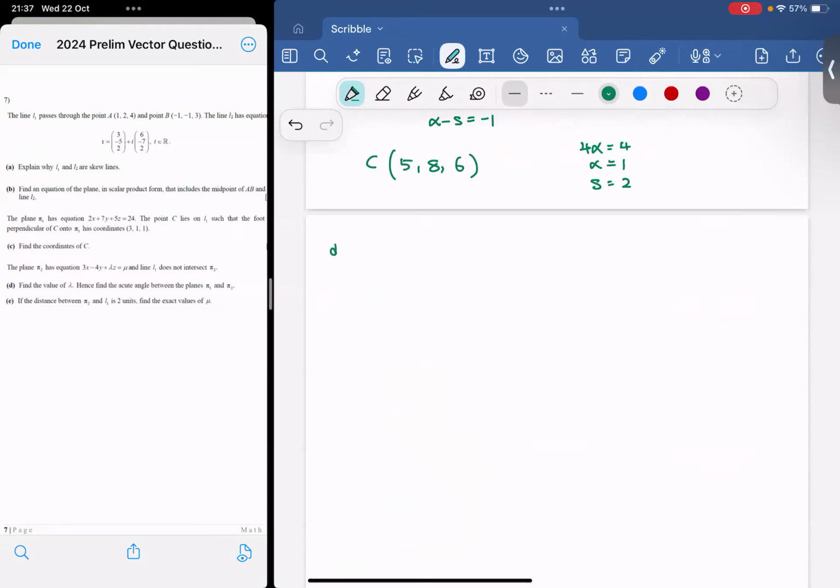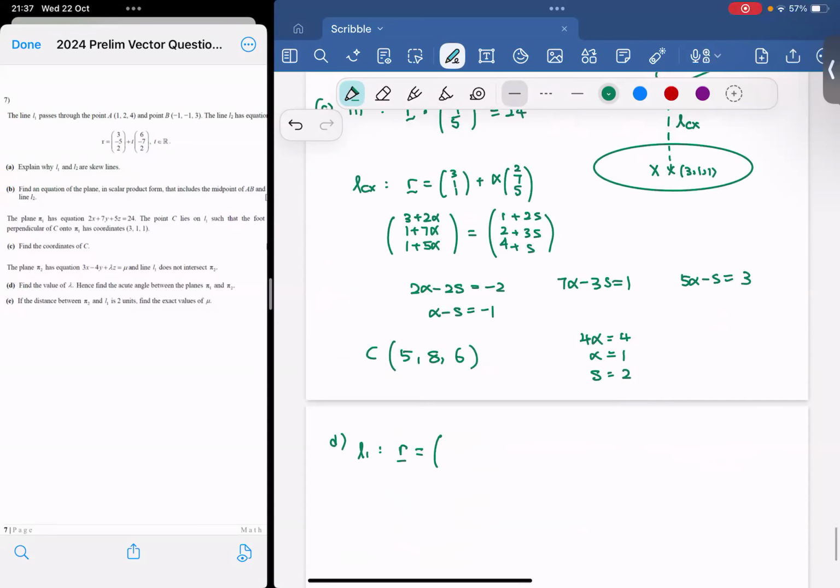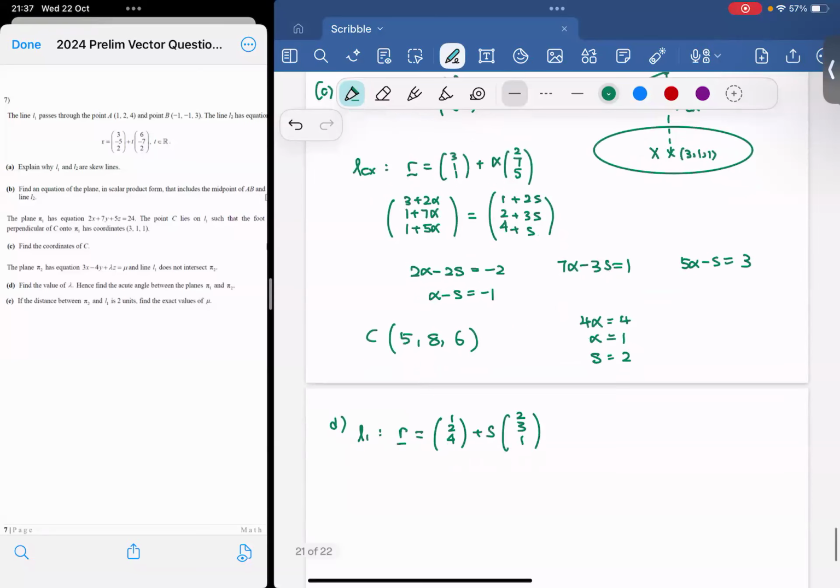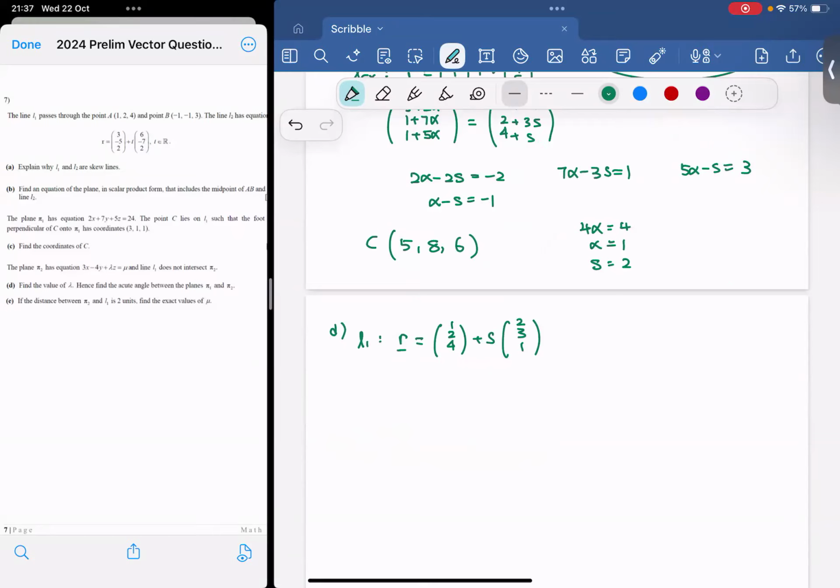Okay, part D. Find the value of lambda, hence find the acute angle between the plane and line 1. Line 1 does not intersect the plane. I better write down line 1. Line 1 is (1, 2, 4) plus s (2, 3, 1). If line 1 and the second plane do not intersect, it means the direction vector of the line is perpendicular to the normal vector of the plane. So we know (2, 3, 1) dot (3, -4, lambda) must equal 0. 6 minus 12 plus lambda equals 0. Lambda is equal to 6.